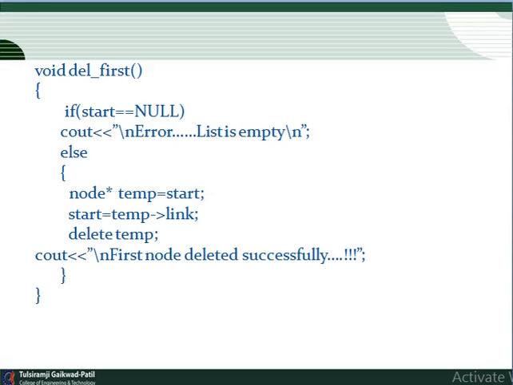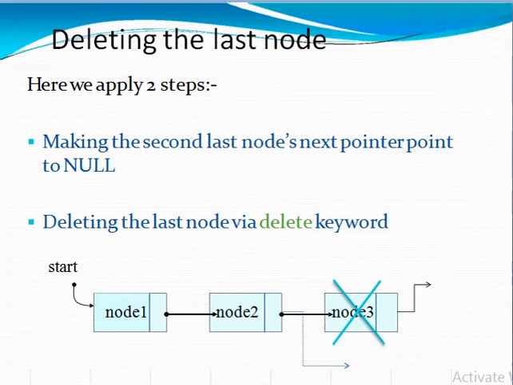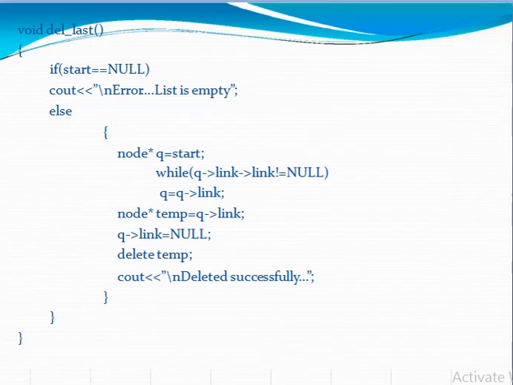This is the code for deleting a node. Deleting the last node, simply we have to change the null address, and we have to give the null address which is there to the last but one node. Ultimately, making the second last node, or last but one node we can say, its next pointer point to null. Deleting the last node via the delete keyword, as simple as that. This is the code for delete.